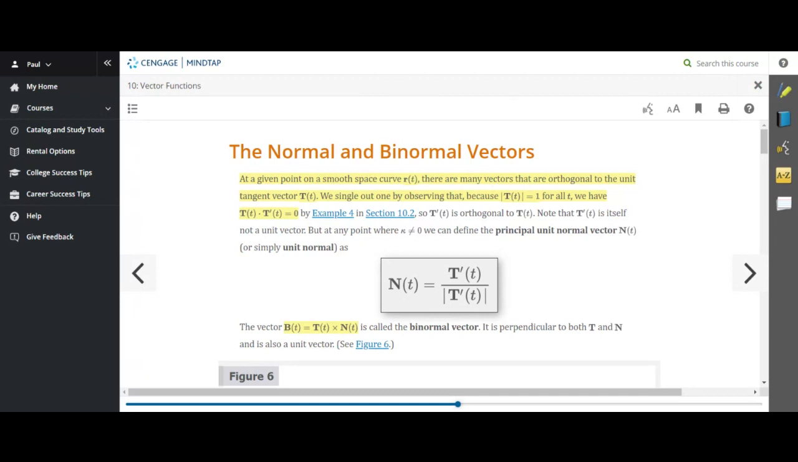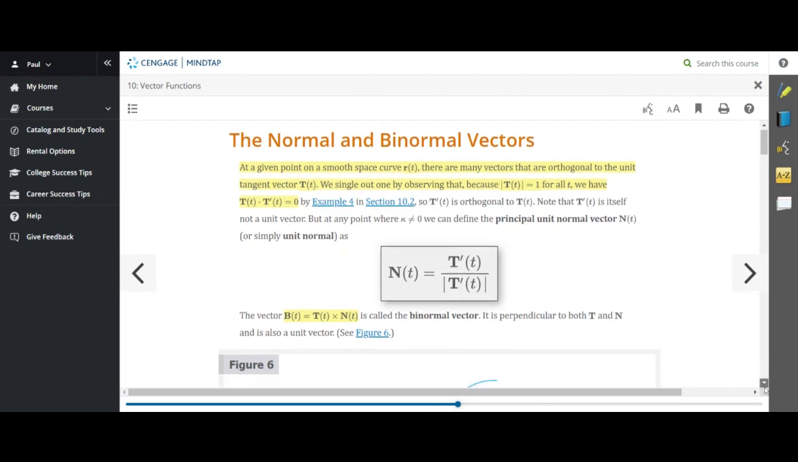Incidentally, there's another vector called the binormal vector, which is the cross product of the unit tangent vector and the unit normal vector. Because it's a cross product of those two vectors, the binormal vector is going to be perpendicular to both the unit tangent vector and the unit normal vector. And the binormal vector is also a unit vector.